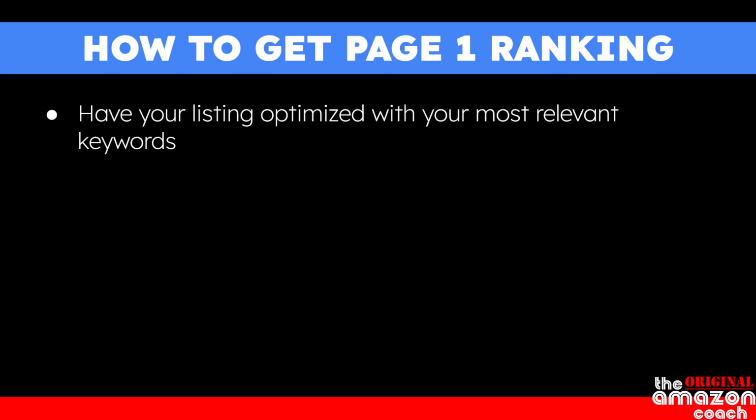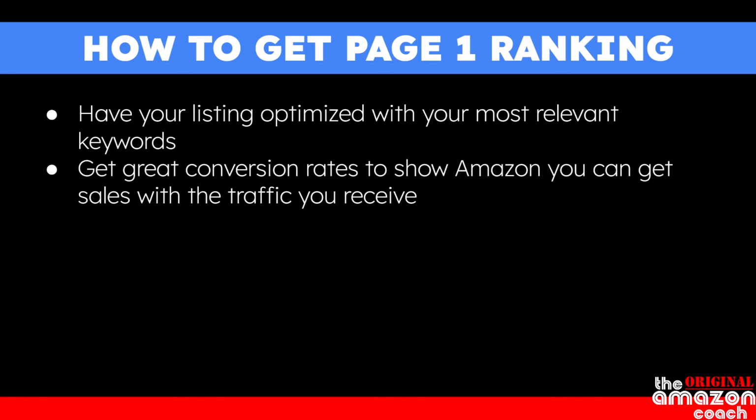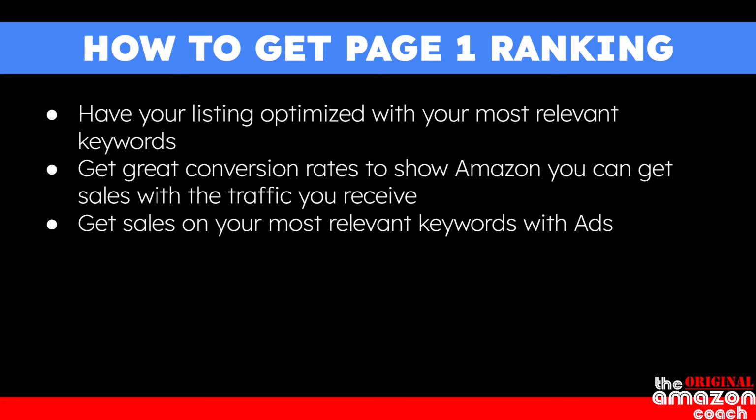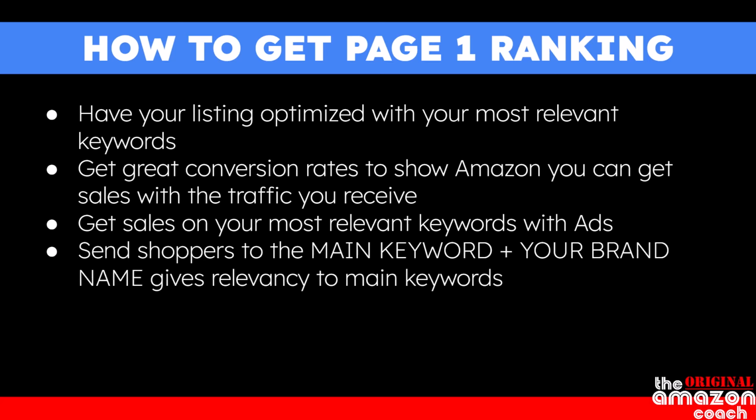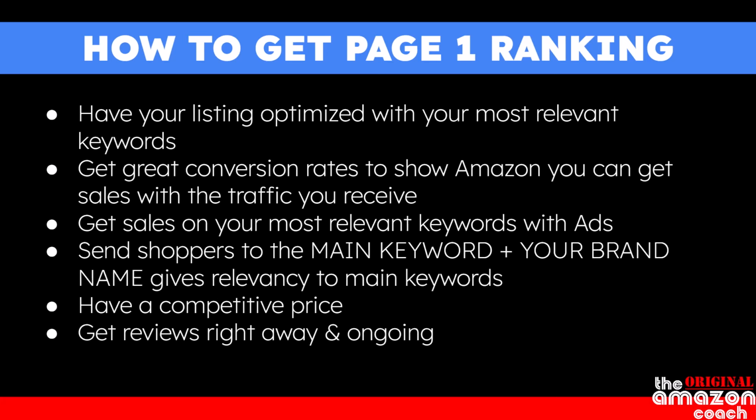First, you will have your listing optimized with your most relevant keywords. Then you will get great conversion rates to show Amazon you can get sales with the traffic you receive. Then you'll get sales on your most relevant keywords with Amazon ads. You can also send shoppers to the main keyword plus your brand name, which gives relevancy to your main keywords. You'll also have a competitive price. You'll get reviews right away and ongoing with Vine, your promotions, and by automating your reviews with Jungle Scout. And you'll have a high star rating because your product is good quality.